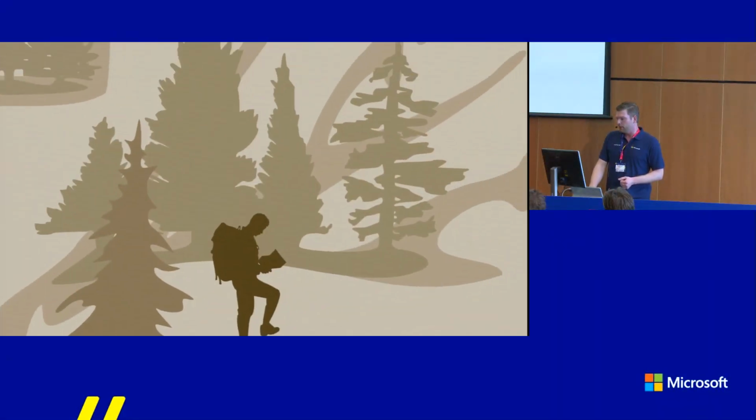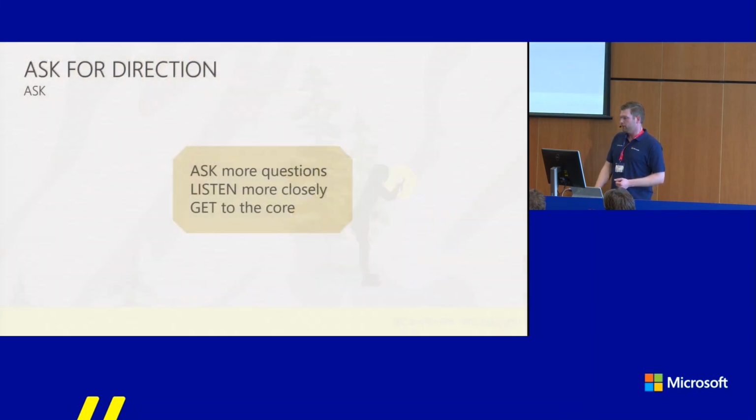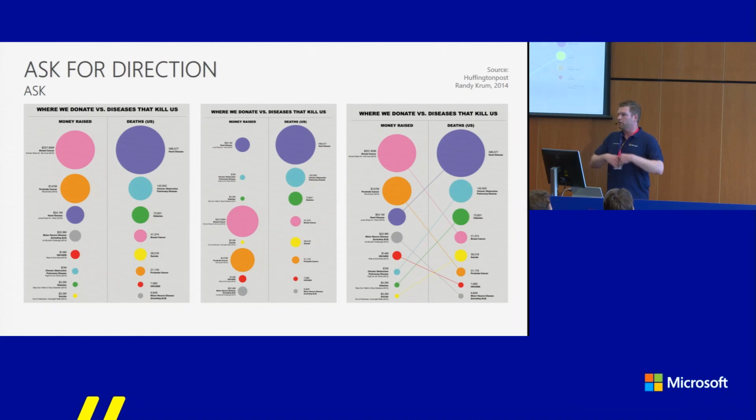The second step in our journey is ask for directions. Ask your viewers beforehand, what are the questions that you need to answer? What do you want to know? Listen and ask again, why? If they answer, just say, why? Why? Get to the core. It's really important to know beforehand and not just start designing based on your own interpretation of the end result.